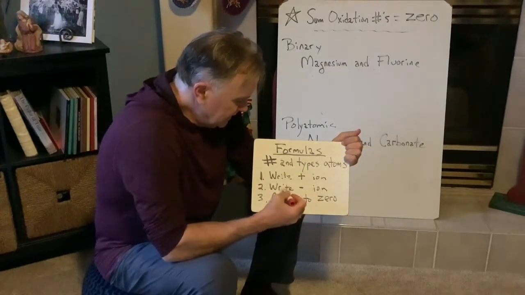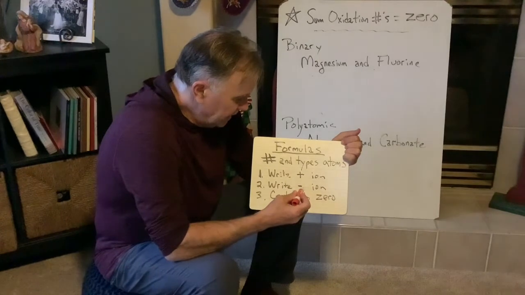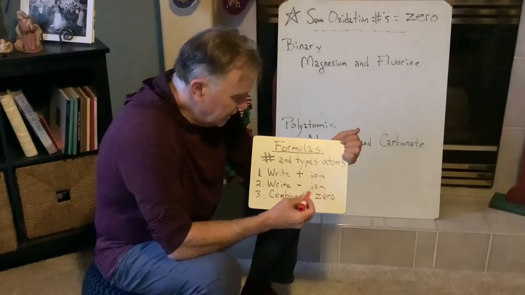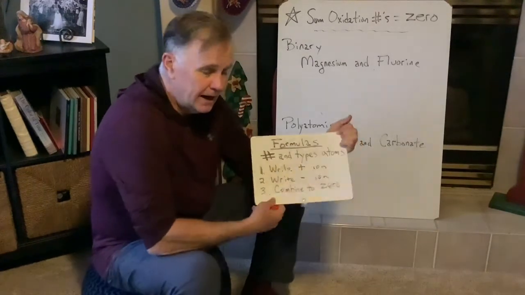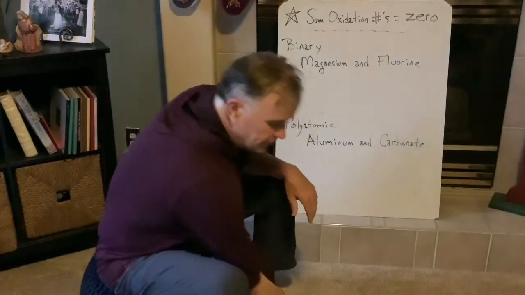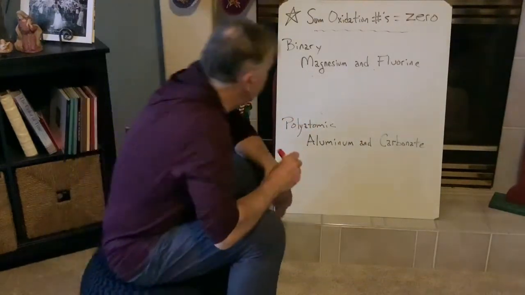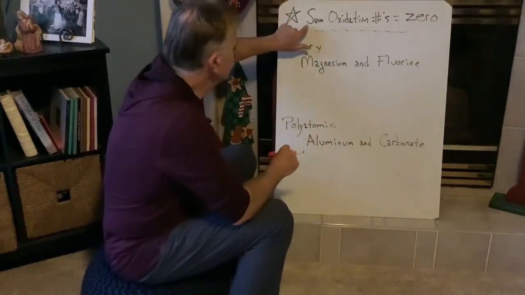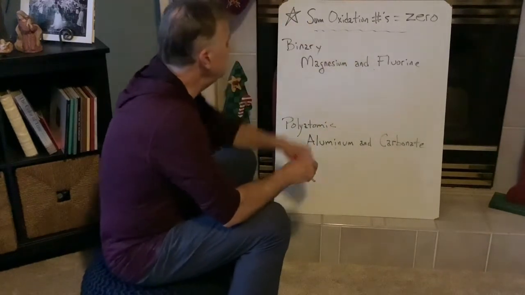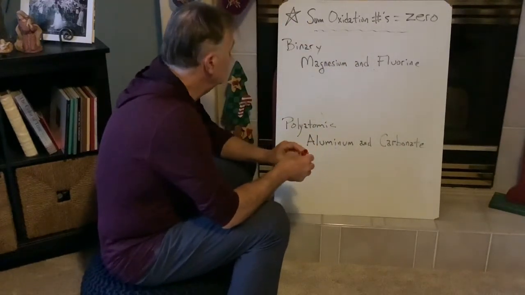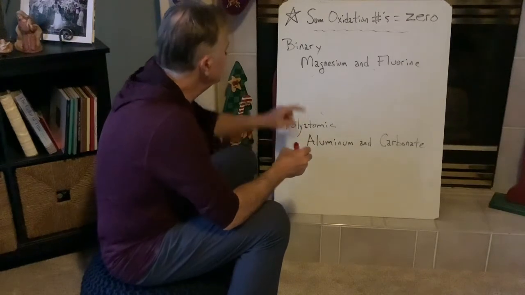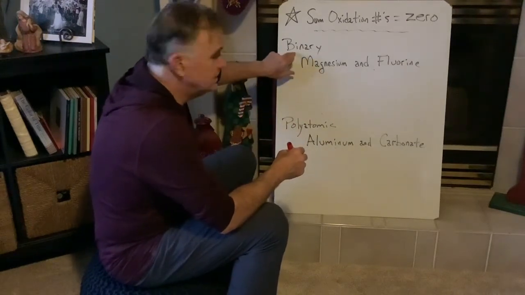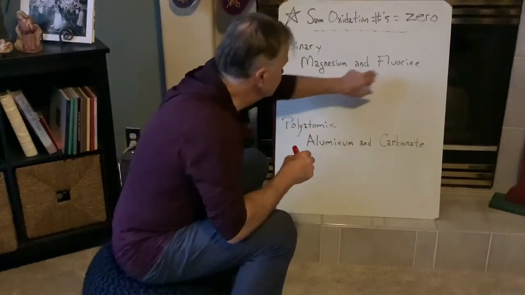Then you write down the negative ion, the non-metals, and then you combine them so that it equals 0. Let's give an example here. The basic rule is the sum of the oxidation numbers will equal 0. We'll try some binary ones. Binary just means there are 2 elements involved.